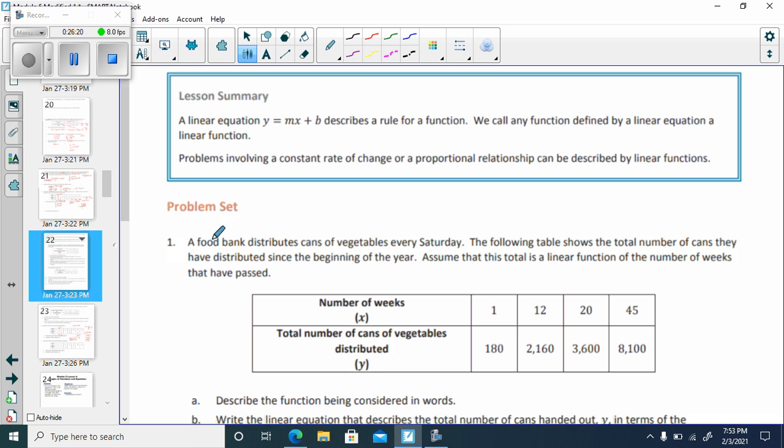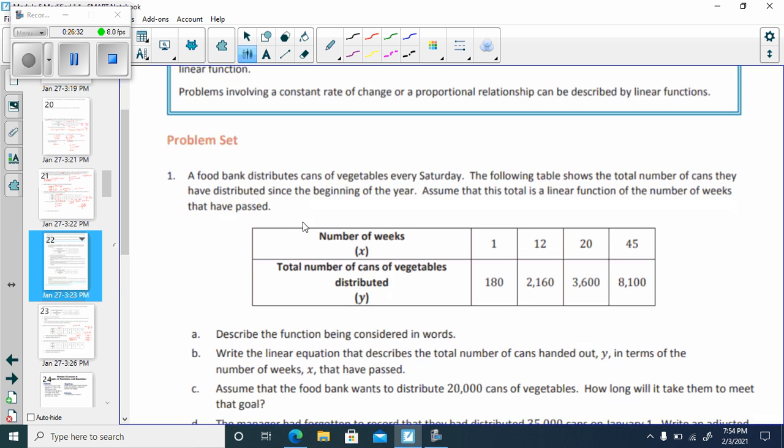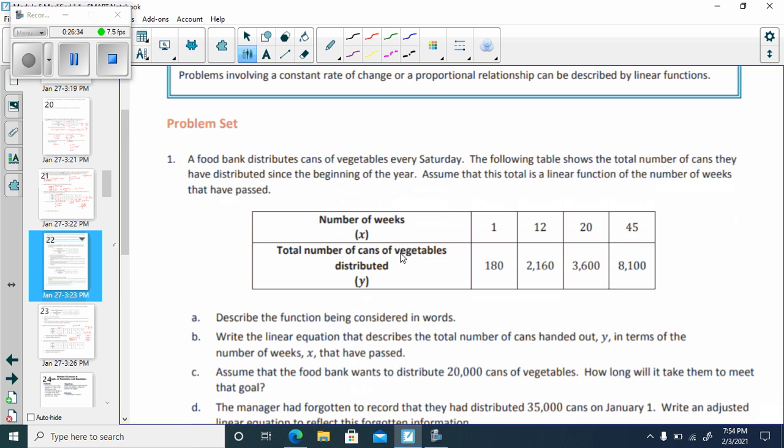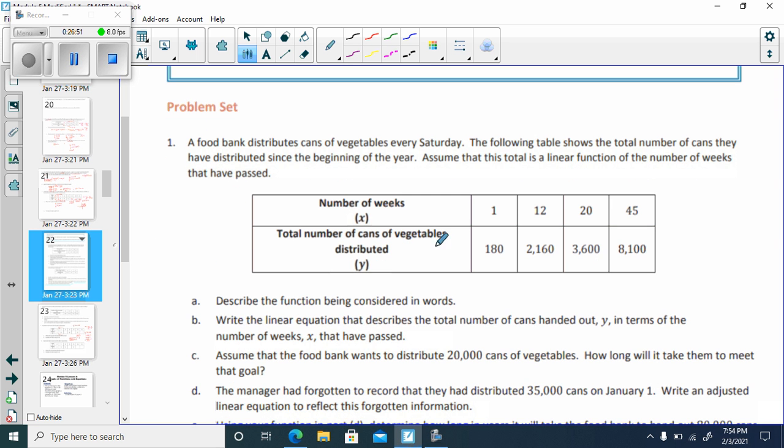Now we're going to deal with the problem set. This is the problem set for lesson 3 in module 5 workbook. Okay, let's look at our problem set here. A food bank distributes cans of vegetables every Saturday. The following table shows the total number of cans they've distributed since the beginning of the year. Assume that the total is a linear function of the number of weeks that have passed. Describe the function being considered in words.